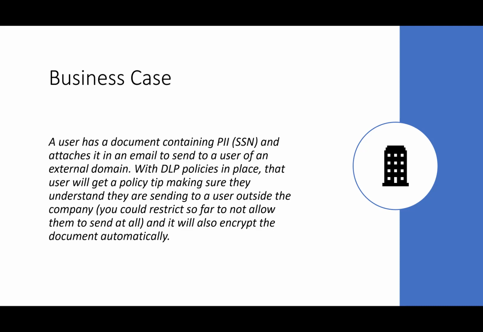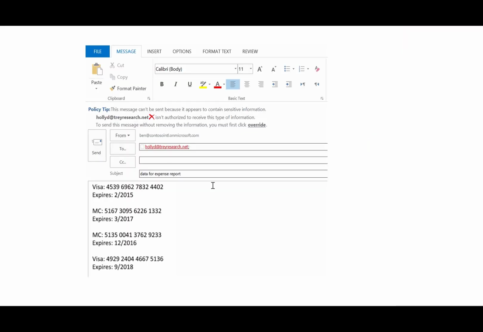So the business case here: a user has a document containing social security numbers and attaches it to an email to send to a user of an external domain. With DLP policies in place, the user will get a policy tip to make sure they understand it's outside of the company and can encrypt the document automatically. This is a good example.